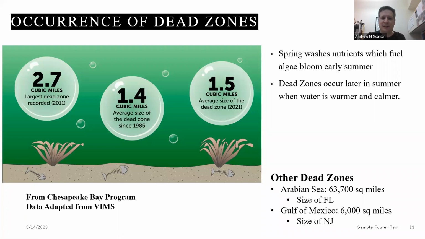So what is the occurrence of dead zones? During the spring, and March typically is a wet month here in Pennsylvania, you get rainwater washing all these nutrients into riverways, and that's going to fuel these algae blooms. When those algae start to die, as I mentioned earlier, they're going to sink to the bottom. Bacteria is going to start decomposing them.